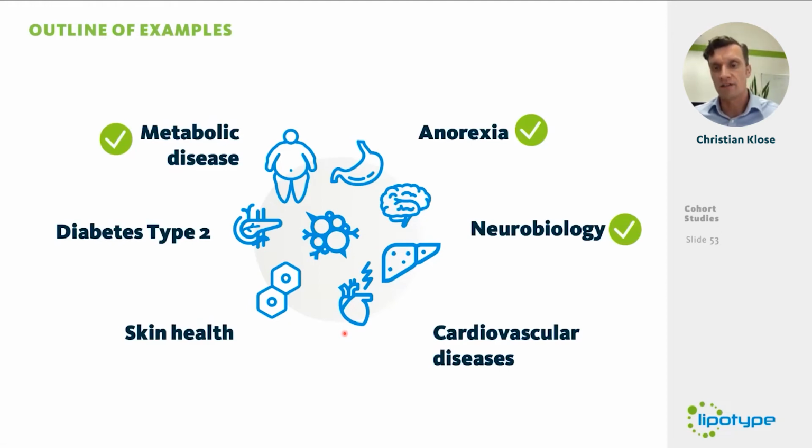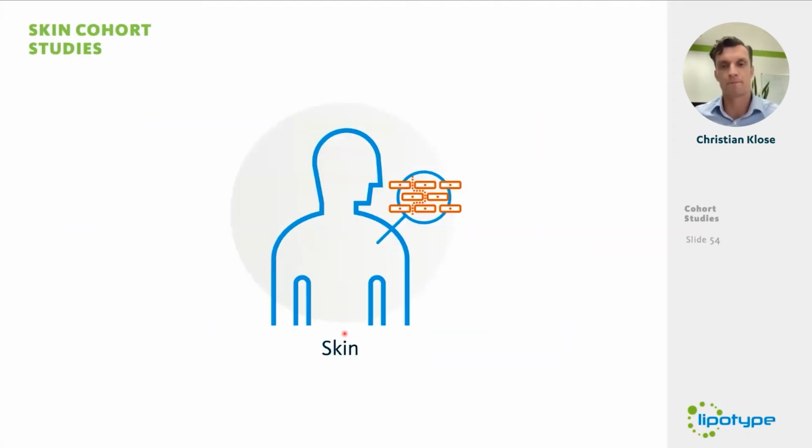Okay, so far we have discussed 3 cases dealing with cohort studies involving blood samples, but since blood is just one sample type that can provide information about health and disease, I would like to play now a short intermezzo on skin health.